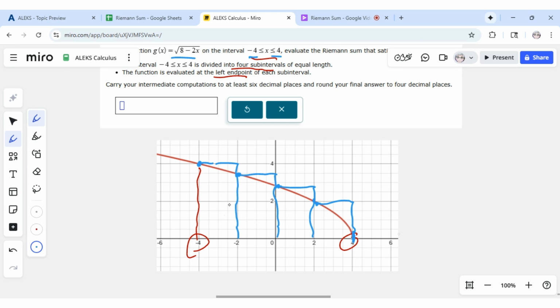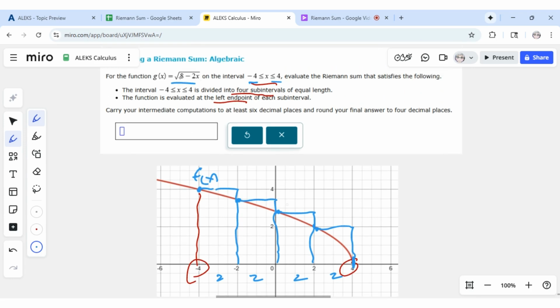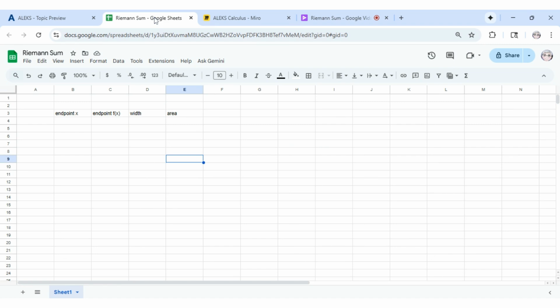But for this problem, all we have to do is add up the areas of all of these rectangles and give that number. I think the easiest way to do that is setting up a quick spreadsheet. The area of a rectangle is length times width or height times width. The width of all of these is 2, so that's easy enough. The height of this thing is f of x. It's the value of this function, the square root of 8 minus 2x. So let's go ahead and pop that into a quick spreadsheet.